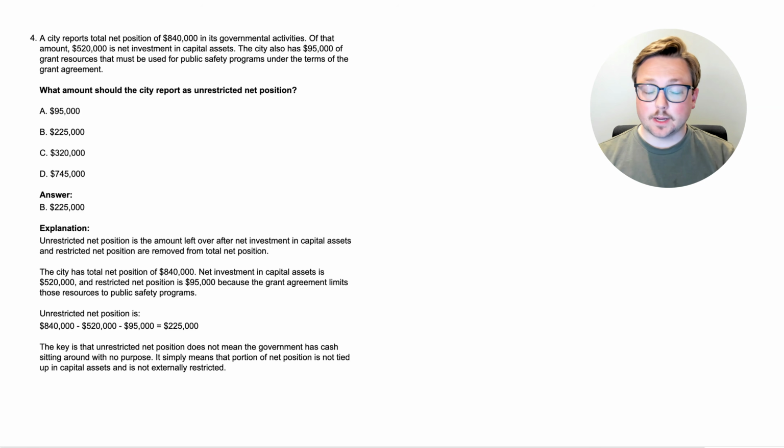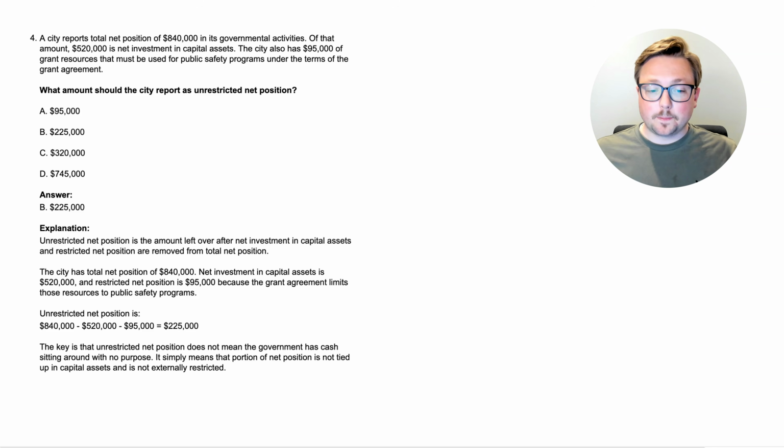The city has total net position of $840,000. Net investment in capital assets is $520,000, and restricted net position is $95,000, because the grant agreement limits those resources to public safety programs. Again, it's a grant agreement external from the government management, so it is restricted. So the unrestricted net position would just be 840,000 less 520,000 less 95,000 equaling $225,000.